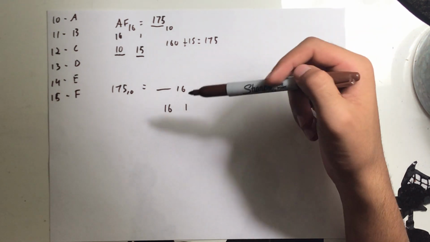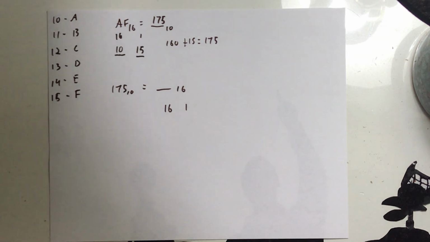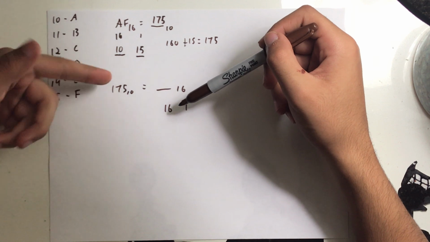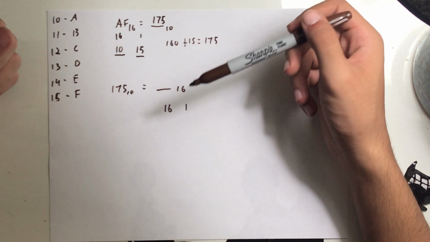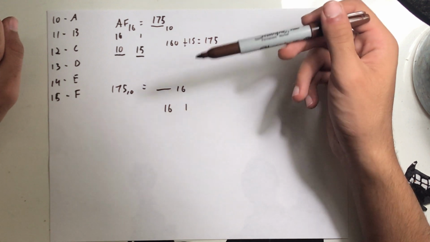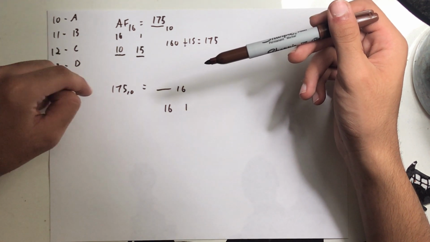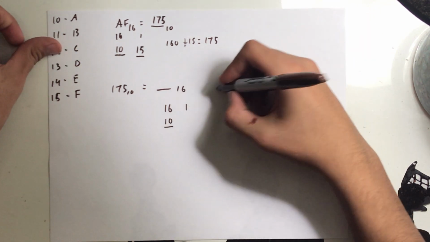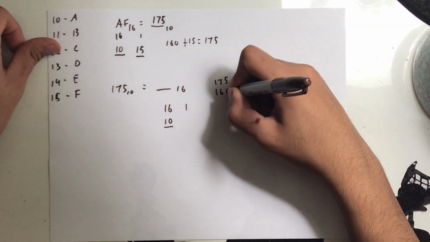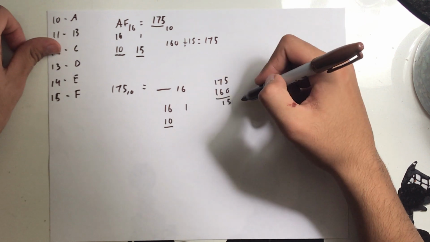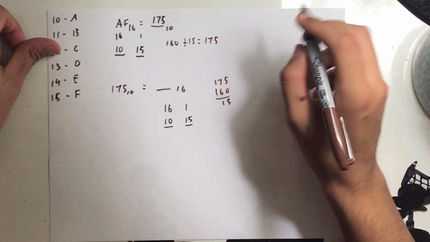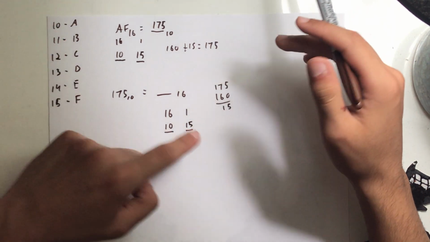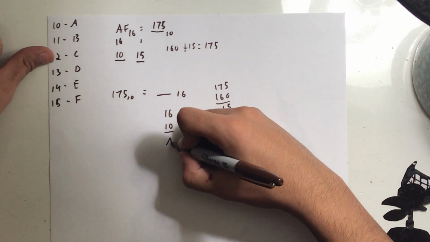Now, from here, we need to see how many times 16 goes into 175. If we simply multiply by 10, we get 160, which fits into 175. If we multiply by 11, we get 176, which is 1 over 175. So we're going to write down a 10 here. Then we get 175 minus 160, and we get 15. How many times does 1 go into 15? 15 times. And then how do we express this as a letter? Well, we said that 10 was A and 15 was F. So this is going to be AF.